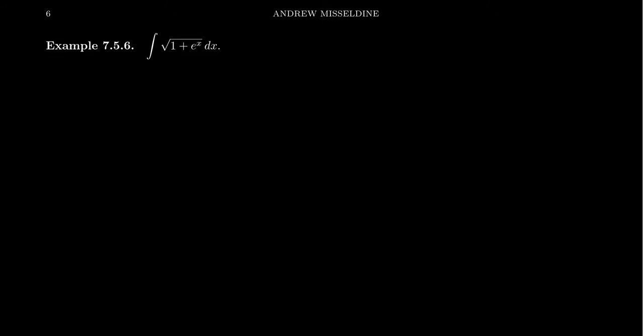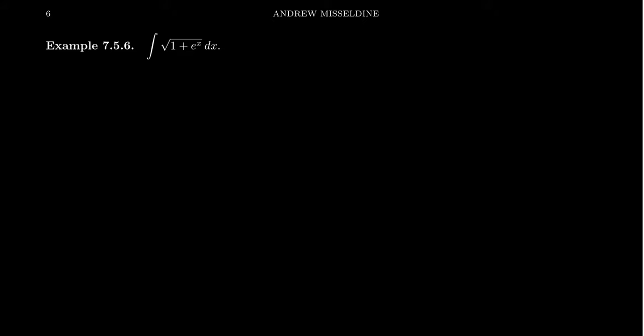Let us evaluate the integral of the square root of 1 plus e to the x, and I want to do this using a rationalizing sub. Without using the rationalizing sub, the other approach here would be like integration by hope. You don't know what the antiderivative of the square root of 1 plus e to the x is, but I could take its derivative, and I just hope there's enough similarity that I can make something work there.